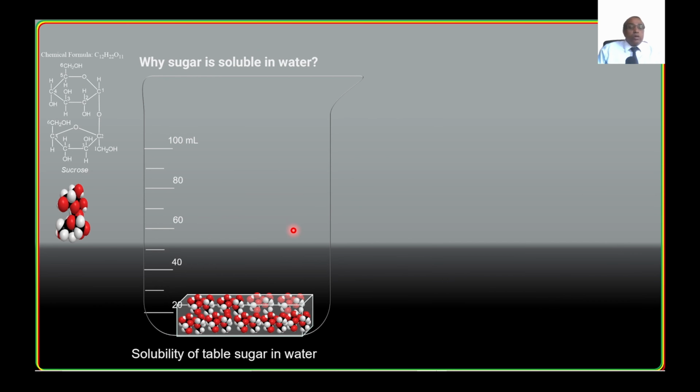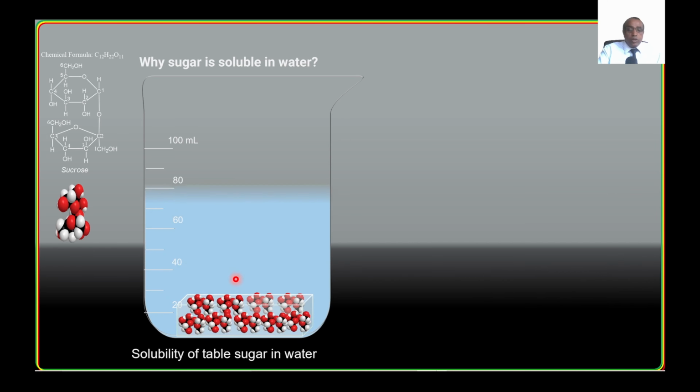Now if you look at sugar, sugar is also a polar compound. It contains so many alcohols in it. So you have the OH functional group over here. Because of this, you would expect hydrogen bonding in the crystal structure of sugar. So let's assume that you have solid sugar. If you add water, what would happen? The water molecules will interact with sugar molecules. In this case, they will form hydrogen bonding.